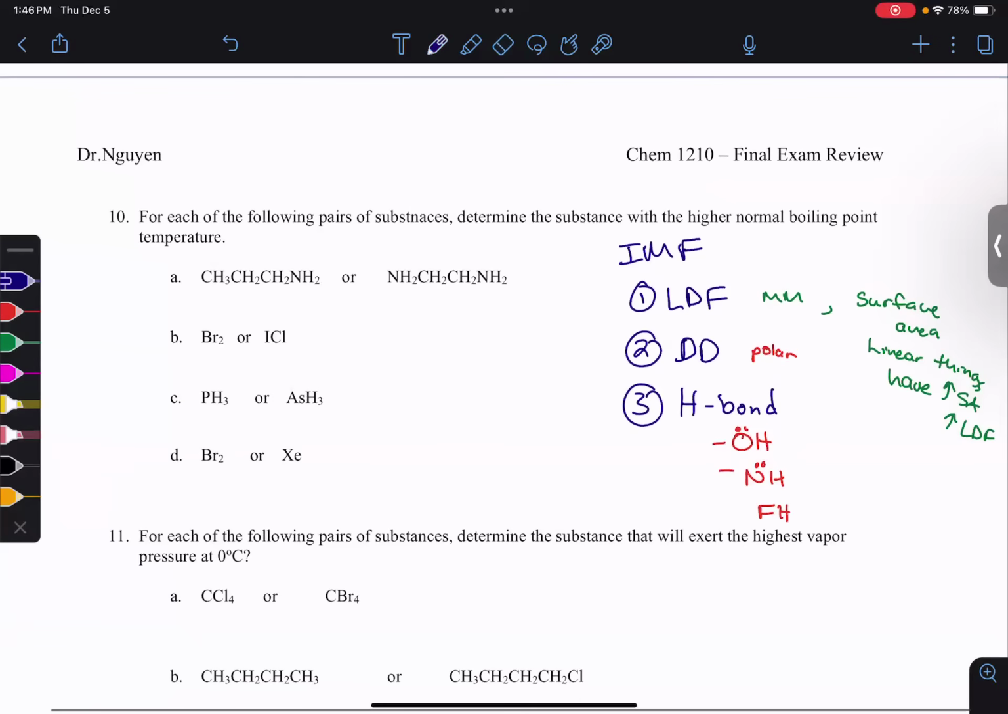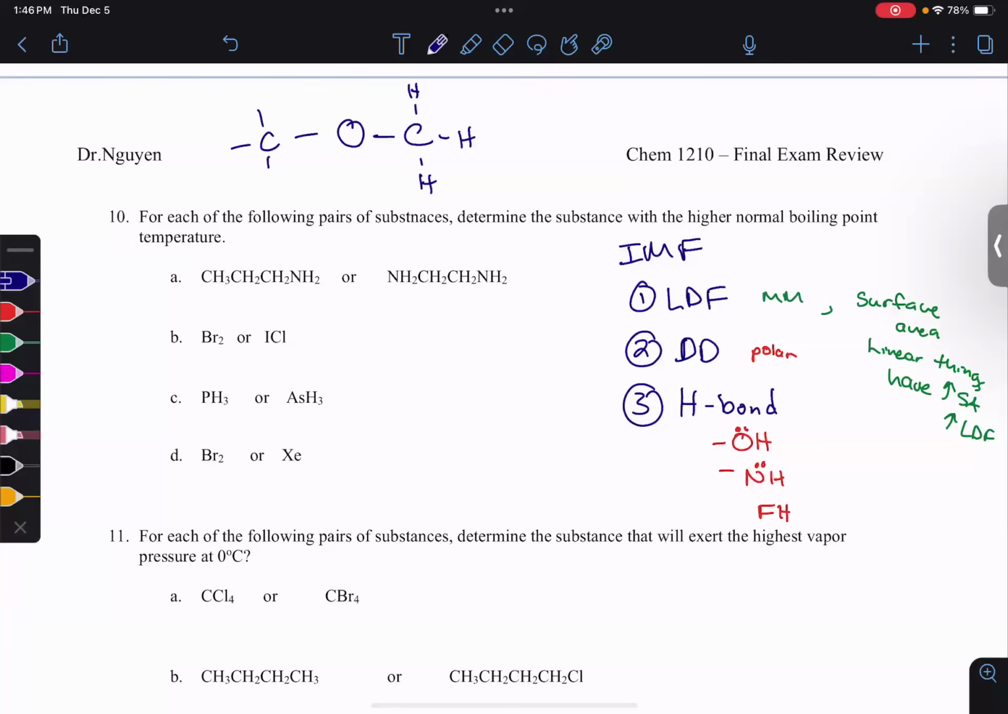Here's an example. If I drew this, O, C, with a bunch of H's, C with a bunch of H's, you might be like, oh, Dr. N, there's an O and there's an H. This can hydrogen bond. No, it can't, because is the hydrogen attached to the oxygen? No, it's attached to what?